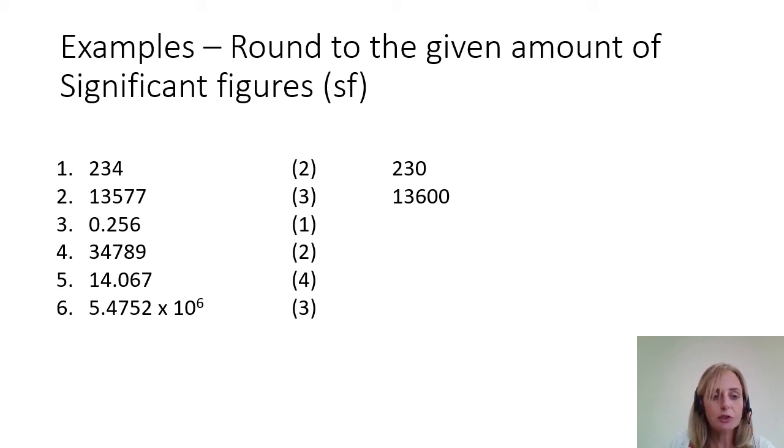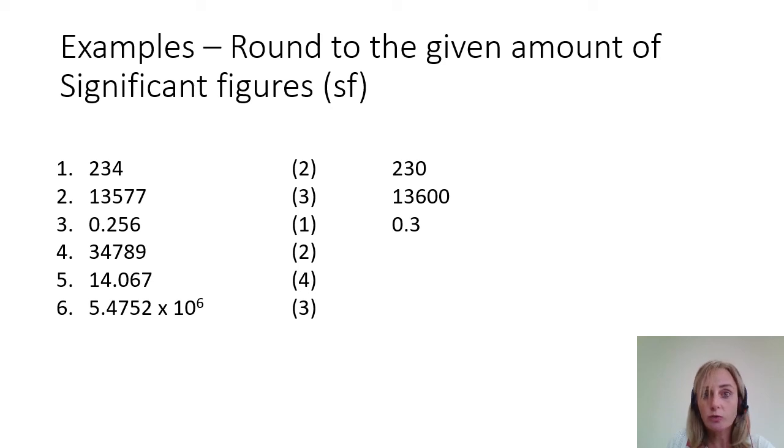Number 3, 0.256. When we're counting significant figures, that 0 before the decimal point doesn't count. So the 2, the first digit after the decimal point, is the first significant figure. Because it's a decimal, we're going to just cut it off after this, but we have to round. So the second number after the decimal point is a 5, so we're going to round up to 0.3.